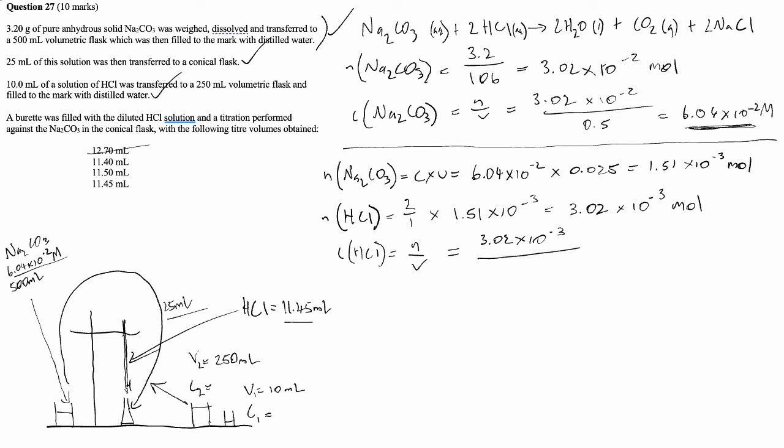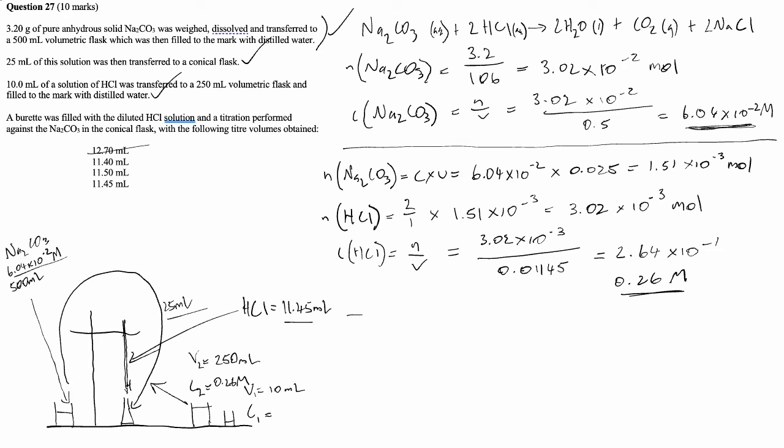11.45. So that gives us 0.01145 N over V, moles over volume. 2.64 times 10 to the negative 1, or you could say that this is 0.26 molar. That is the concentration of our dilute. Remember, we put this 250 ml dilute solution into our burette. So therefore C2, if we go back over to our diagram here, concentration 2 is 0.26 M.